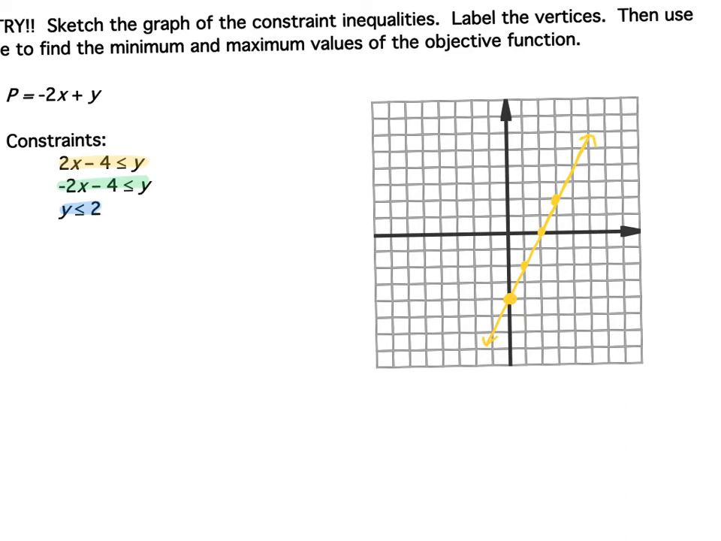If I plug in 0, I get 2 times 0 minus 4 is less than or equal to 0. Negative 4 is less than or equal to 0, which is true. So again, I'm just going to put these arrows to indicate which way I would shade. Then if we do the green one, the intercept is still negative 4. This time though, my slope is negative 2. So I end up with this nice V shape.